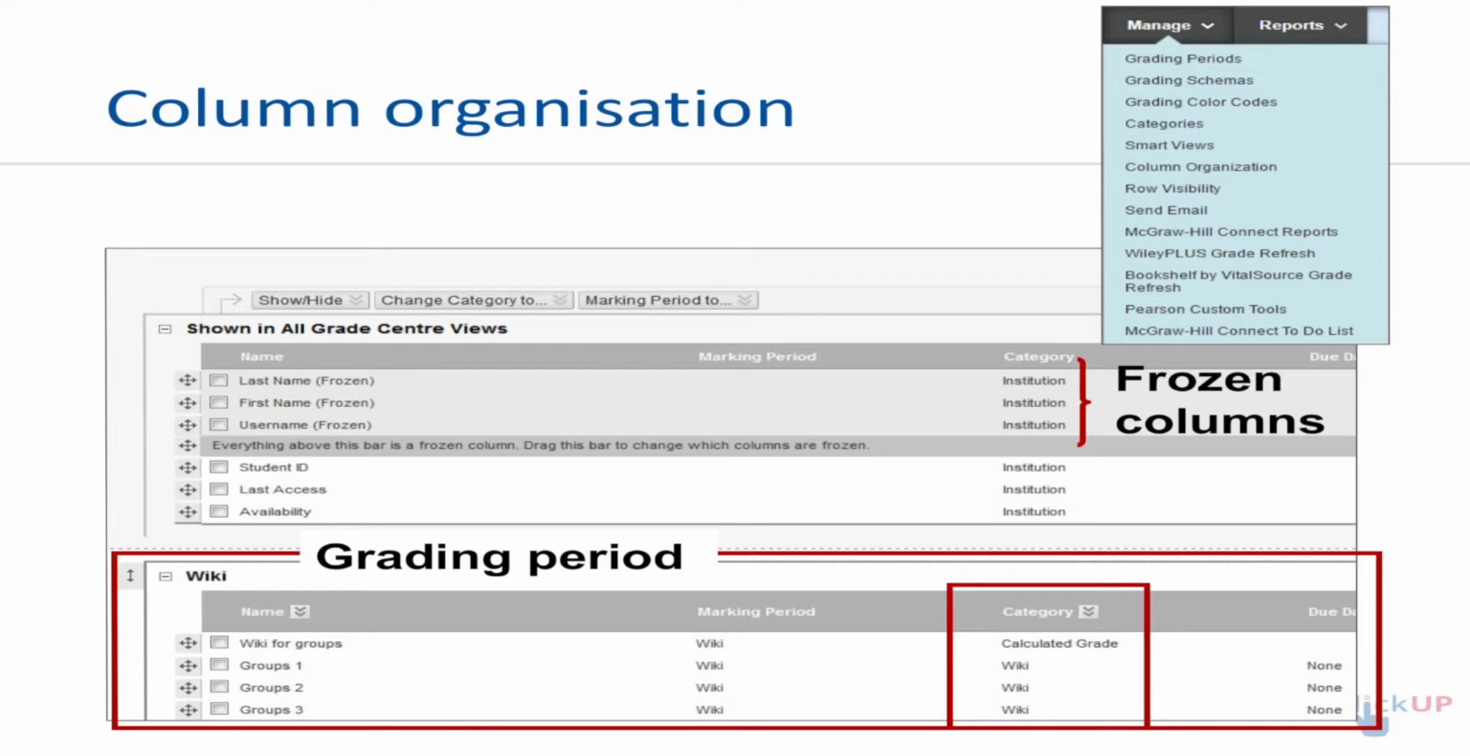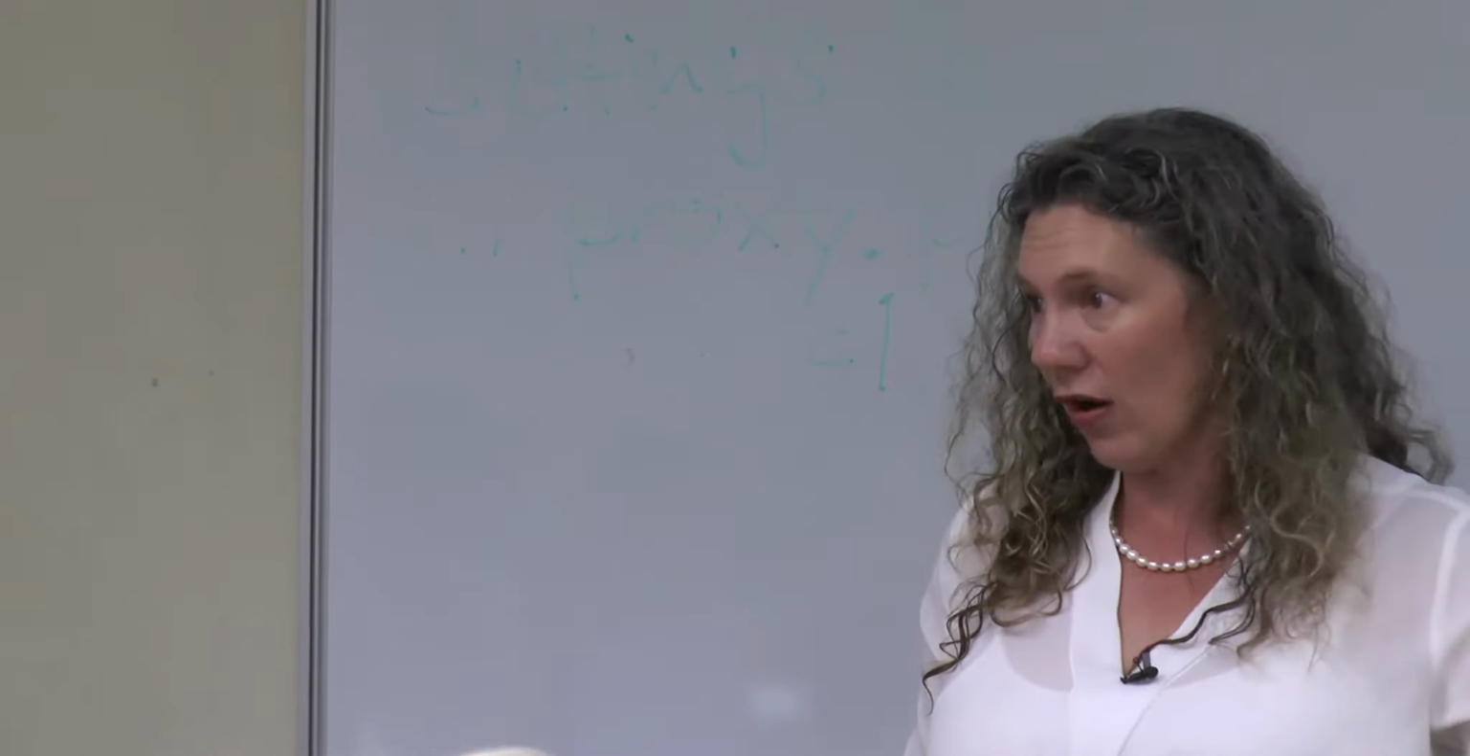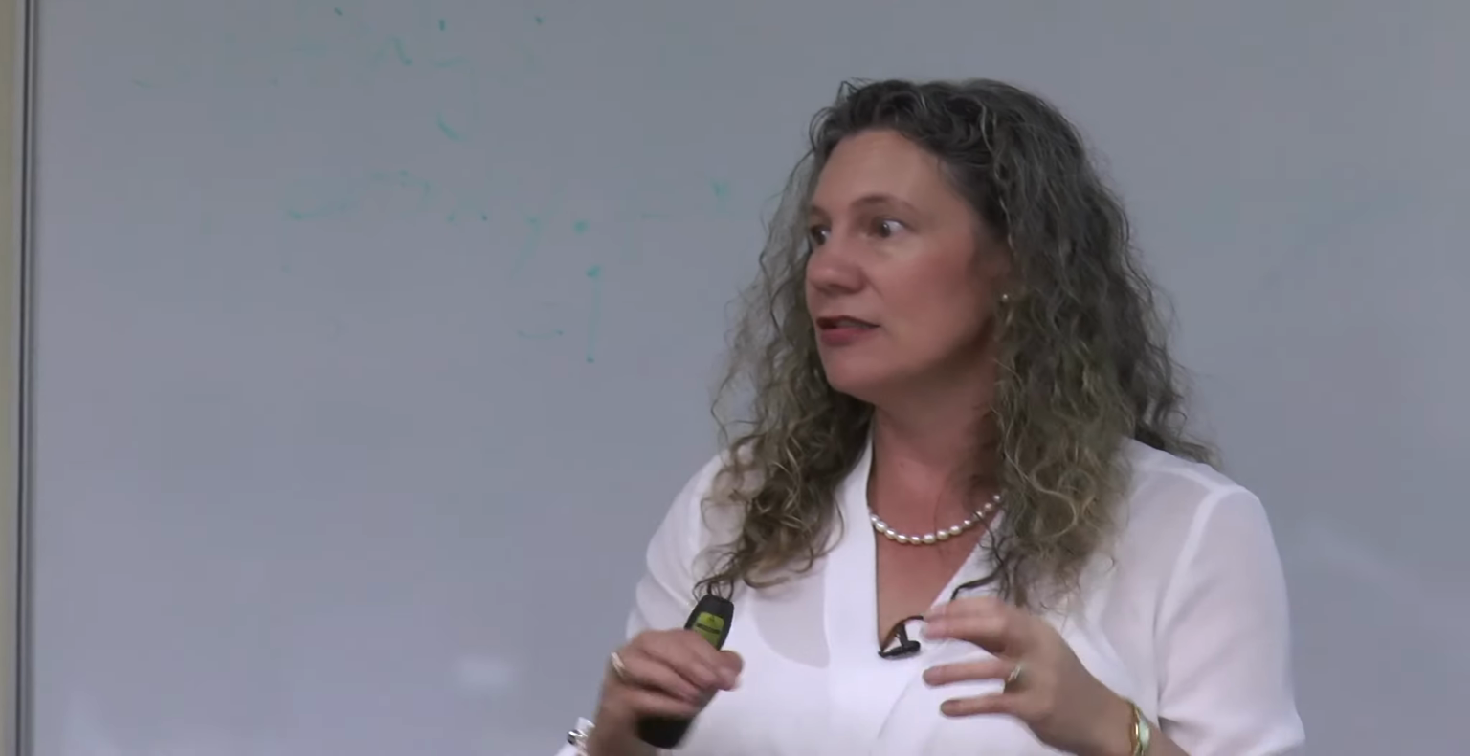And then at the bottom, what you will see there is the grading period. This is an example where I created the wiki grading period and I grouped all the columns that were part of the wikis together in that grading period. So I used the grading period differently to what it was actually designed for. You can either use it to help you manage your time better, or you can use it to group things that belong together.